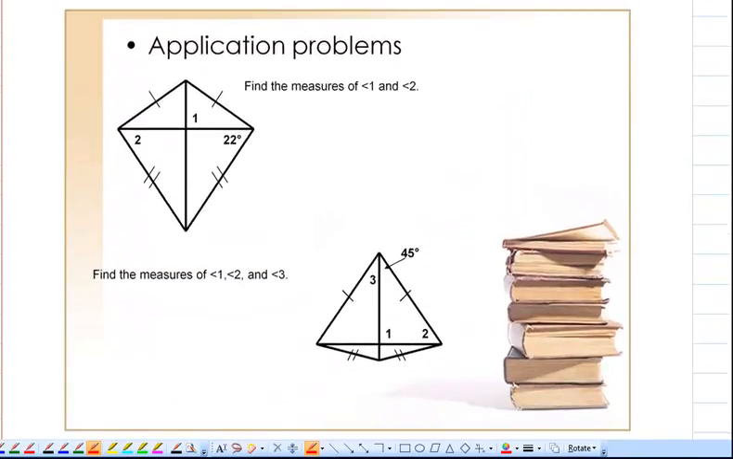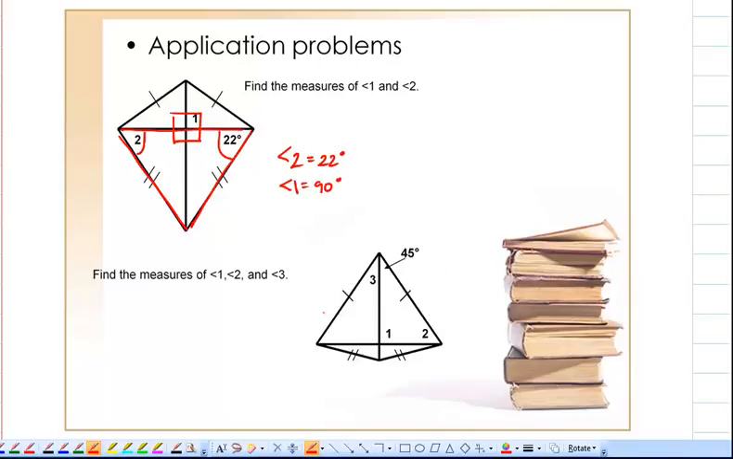For the first one, it says, okay, find the measures of angle 1 and 2. What we want to recognize here is that this is an isosceles triangle. And because this is an isosceles triangle, if you flip this over, this and this are going to be congruent together. Because the sides are congruent, the base angles are congruent. Angle 2 is going to be equal to 22 degrees. Angle 1, my hope is that you recognize that all of these are always perpendicular because one of them is, therefore all of them are. But angle 1 is going to be equal to 90 degrees.